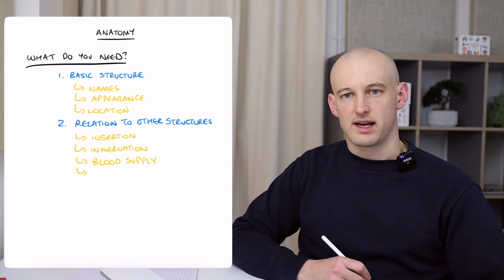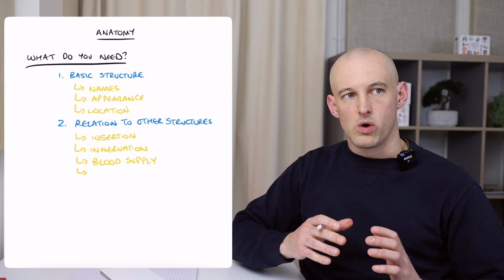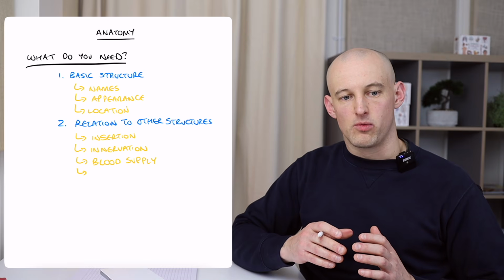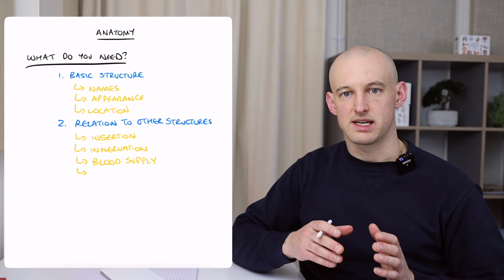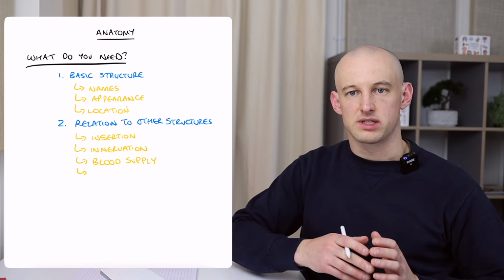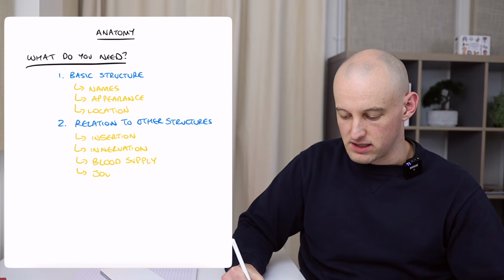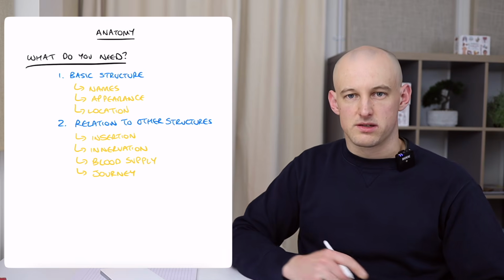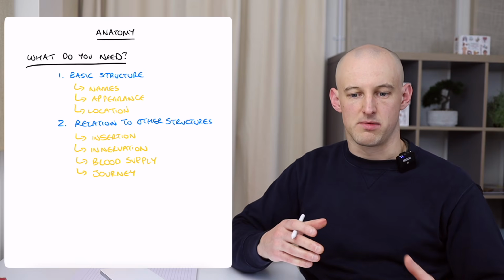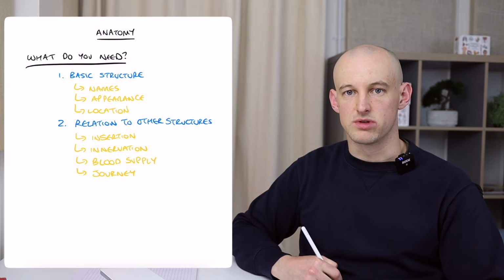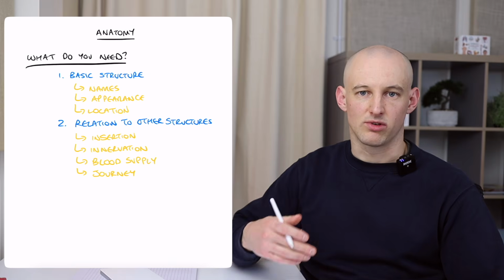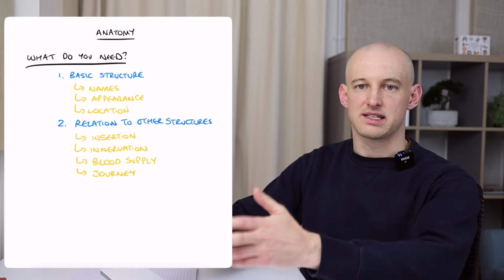And if it's something like a nerve or an artery, what vessels or nerves or arteries become that? So what's the journey of that through the body? Where's the origin? Where does it split? How does that thing travel through the body? What structures does it pass through? What different names does it have along the way?